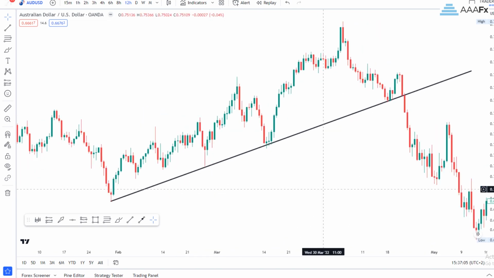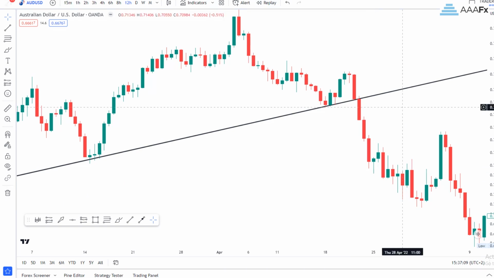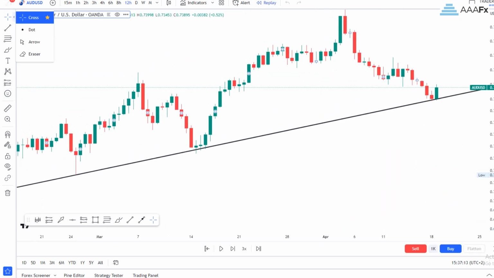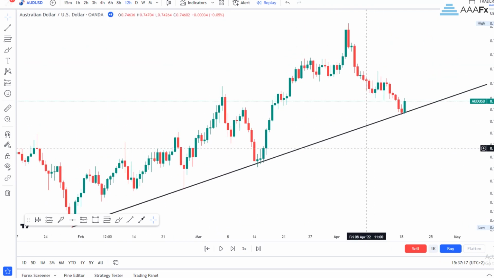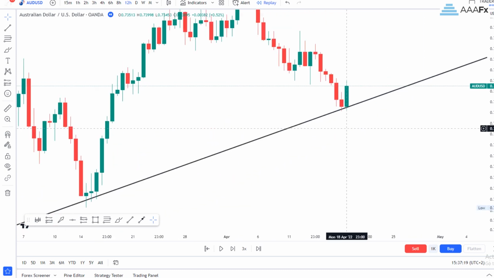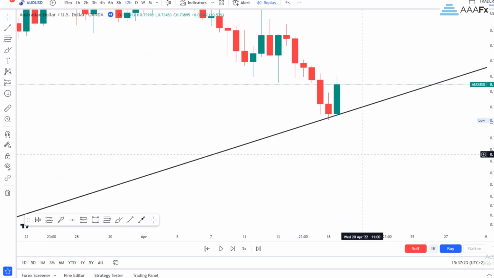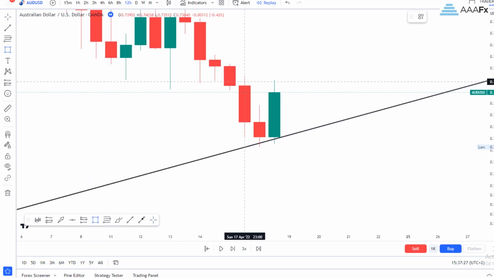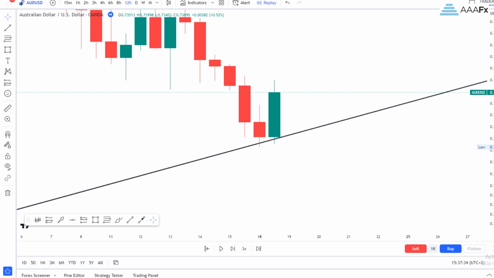And then let us do our replay tool there. You can see that this is just a simple trend line, nothing complicated. And on the touch of our trend line, we then had our bullish engulfing candlestick pattern on this bullish structure.